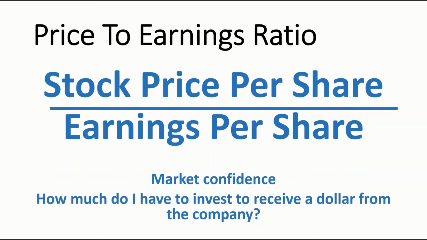The last ratio that SHRM wants you to know is the price to earnings ratio. What is the stock price per share divided by earnings per share? So this is really, if you're holding something, then what is the price that you're paying for that particular share and what are the earnings from that share? It's basically how much do you have to invest to receive $1 from that particular company. It also displays market confidence as to how much the organization can maintain or increase its earnings.